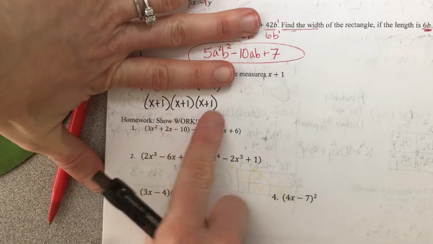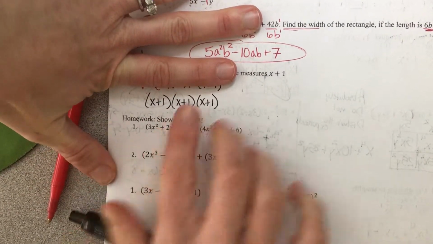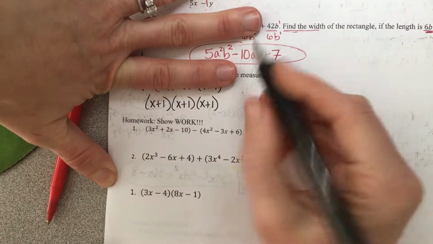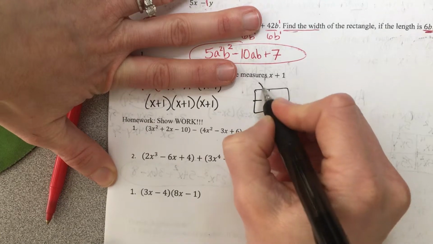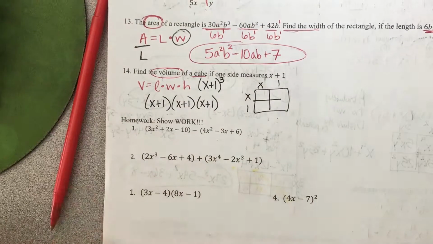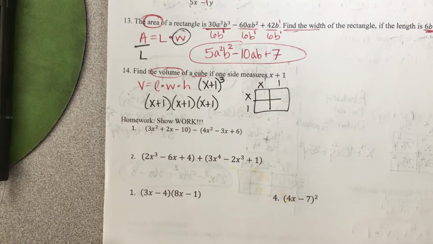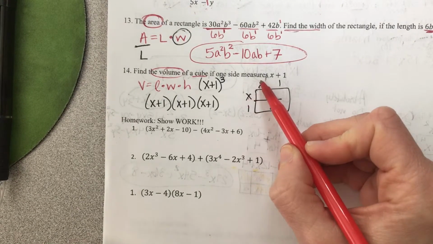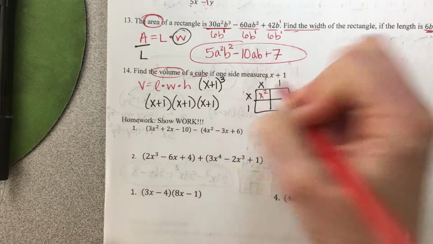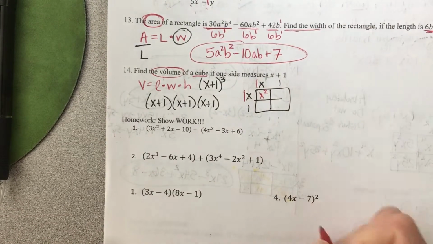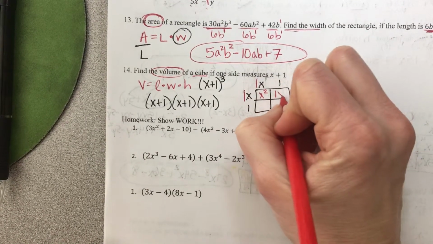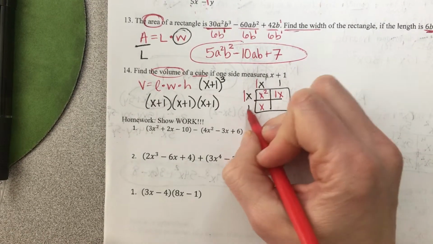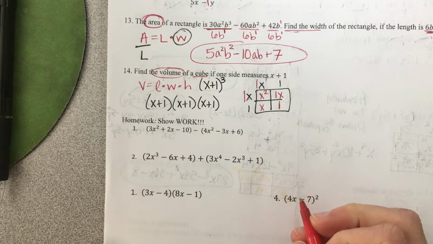So we did one of these on the front side of the paper. Remember, you do the first 2 parentheses first using a box. So x and 1, x and 1. All right, x times x, x squared. Remember, you put your 1's in front if you need to. X times 1 is 1x, or you can just put x. 1 times x is x. And then 1 times 1 is 1. Okay.